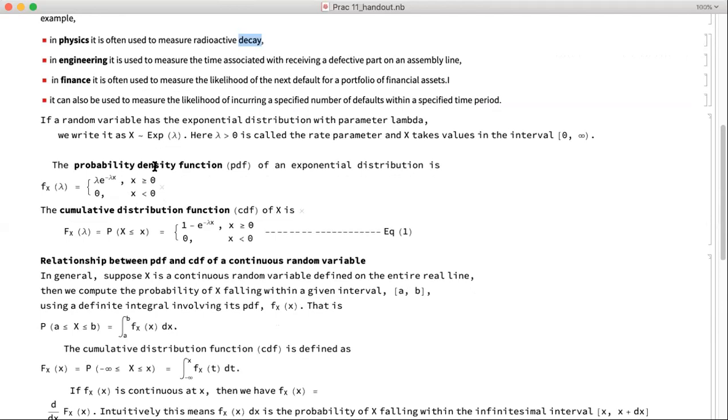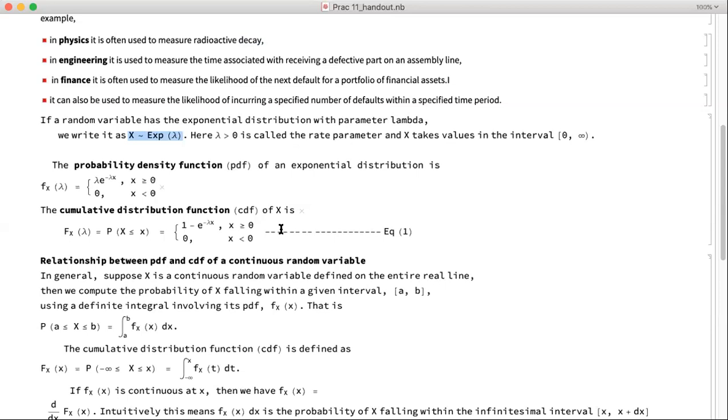By definition, if a random variable has an exponential distribution with parameter lambda, we write X is distributed like EXP, shorthand notation, with parameter lambda. Here lambda is always positive, and it's called the rate parameter. And X takes values in the interval 0 to infinity.